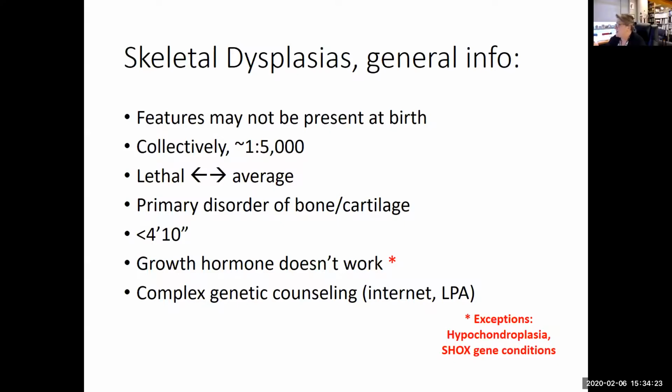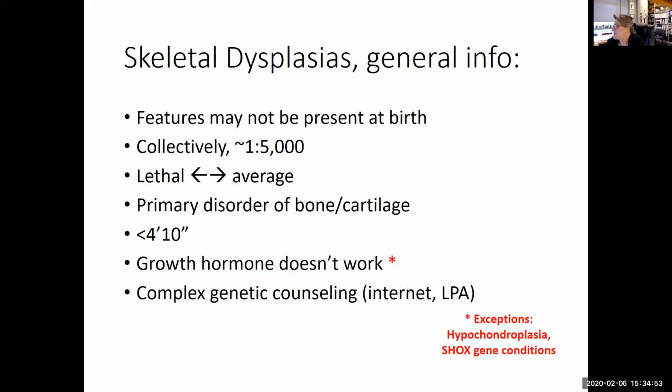Primary disorder of bone and cartilage into this dysplasia category. Final adult height less than 4'10" is a typical cutoff, and that represents 2 standard deviations below the mean for a female. Growth hormone in general doesn't work because it's not a growth hormone issue. Again, exceptions: there is some evidence in hypochondroplasia. This changes things, and certainly for the SHOX gene abnormalities, as in Turner syndrome, growth hormone does make an endpoint difference in final adult height.